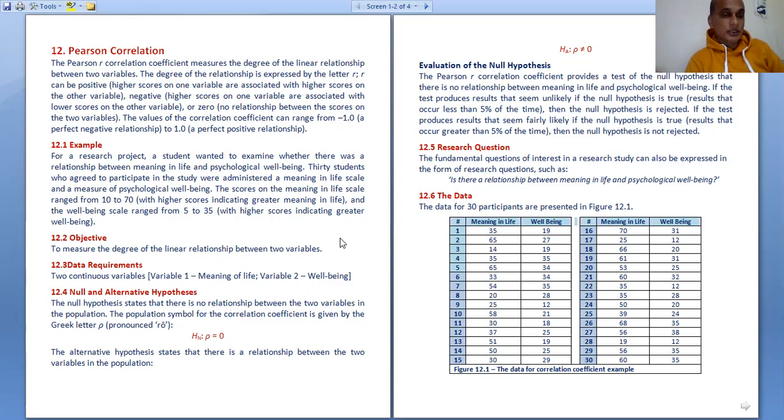Now, data requirement. We have two continuous variables. For this example, variable 1 is meaning of life, and variable 2 is the well-being variable.